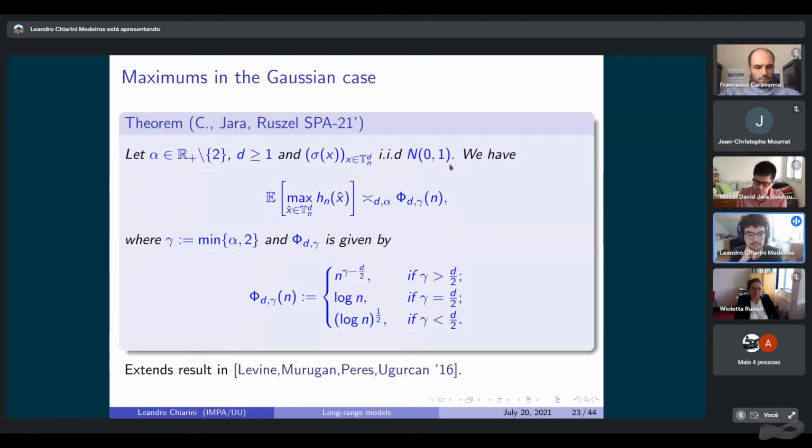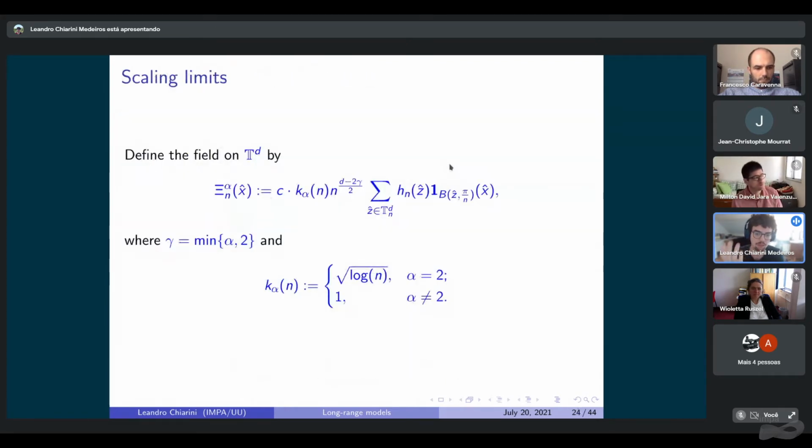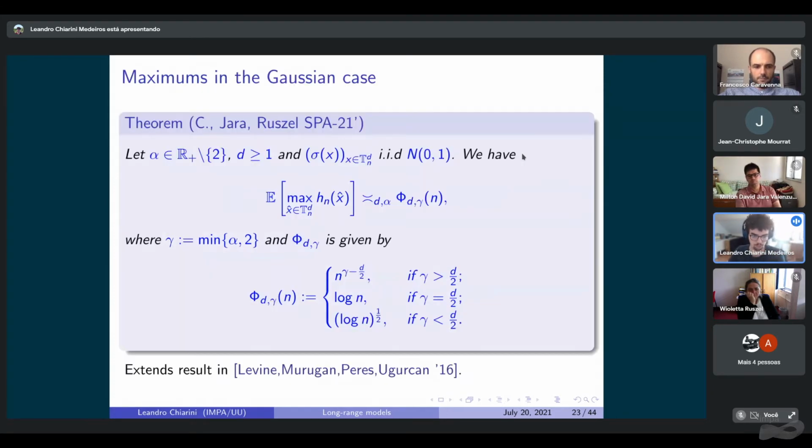Right. The second part of this paper regards scaling limits of such fields, which are basically defined as fields that are locally constant around each point of TDN, and we rescale according to this. Again, notice that the main factor here is gamma, and not necessarily alpha. The only place where alpha shows up is if alpha is equal to 2. This is because we didn't do the result here for alpha equals to 2.